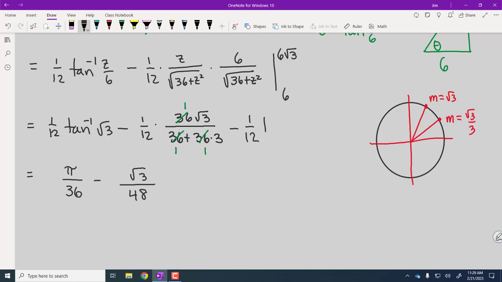1/12 arctangent of 1. And what's arctan of 1? Pi over 4. Arctan of 1 is pi over 4. Plus. So subtracting a negative gives us a plus here. So we're going to have plus a 12th. When we plug in the 6 here, 6 times 6 is 36.